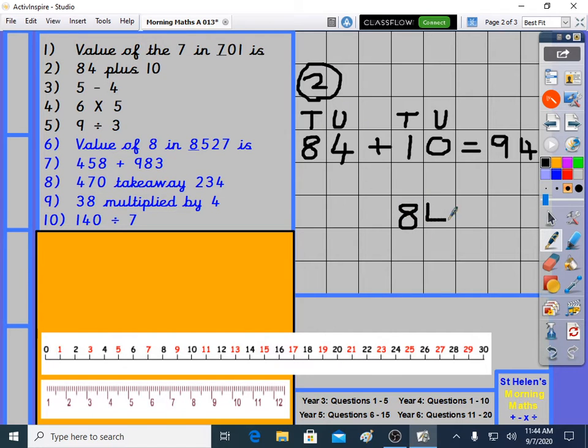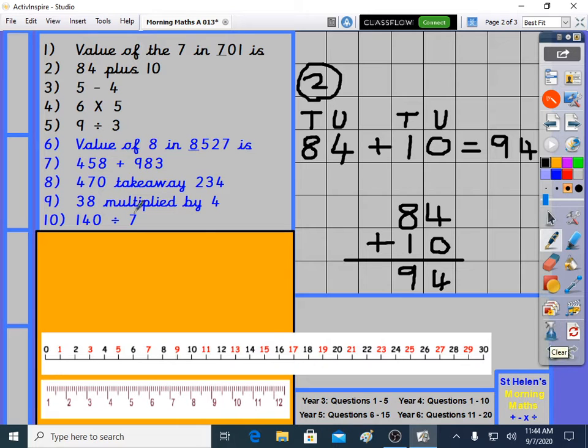Or you can use a column method for it. 84 plus 10 is 94. So some of you will just know the answer straight away. Others will maybe do column method to find 84 plus 10 is 94. Let's move on to question 3.